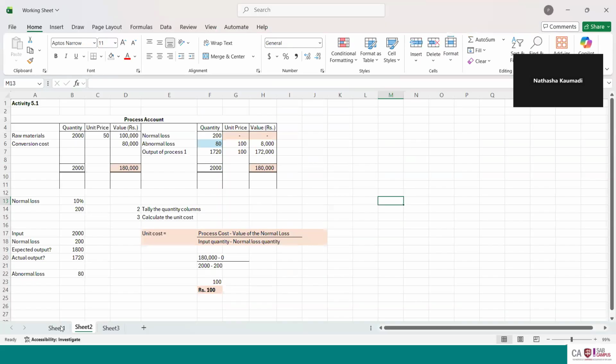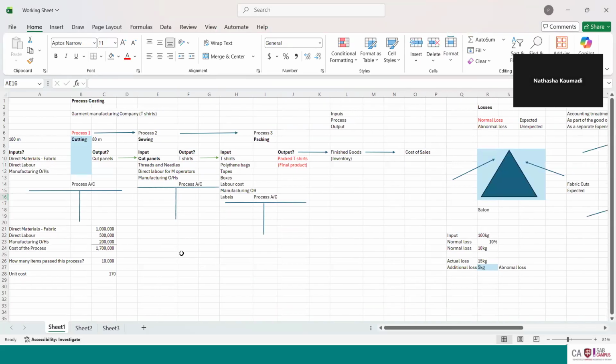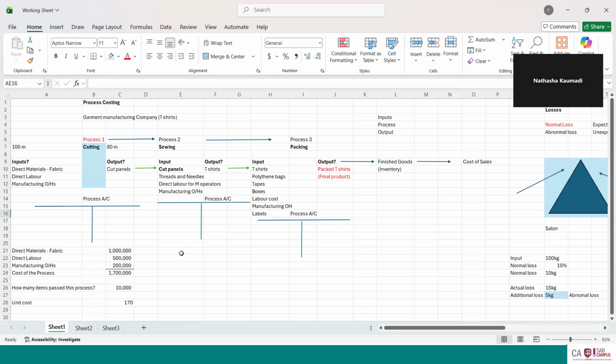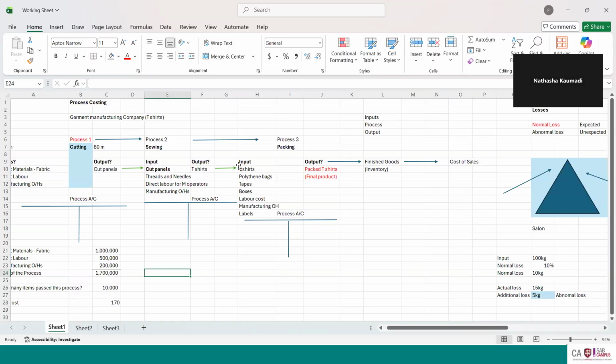I will show you quickly. I explained this process last week, so you need to remember it when you go along with these activities.